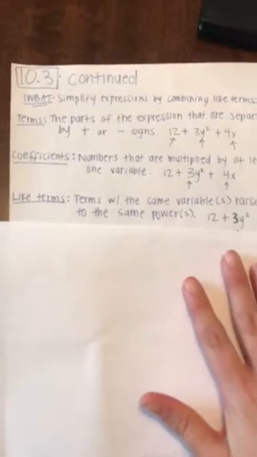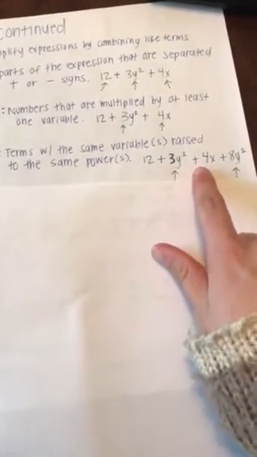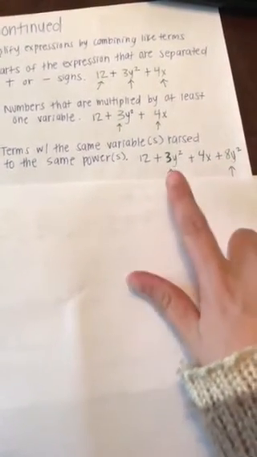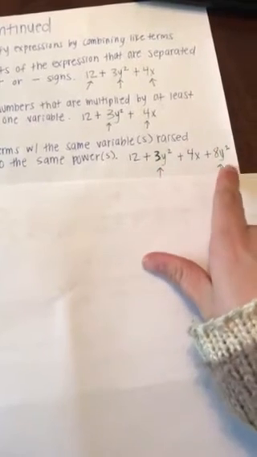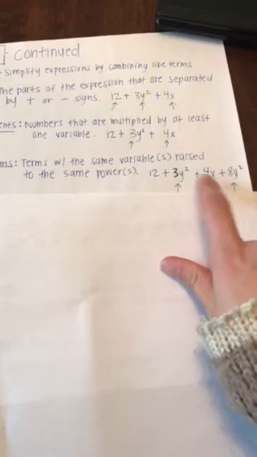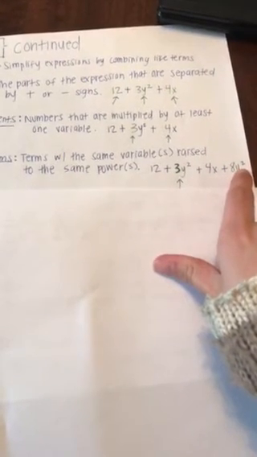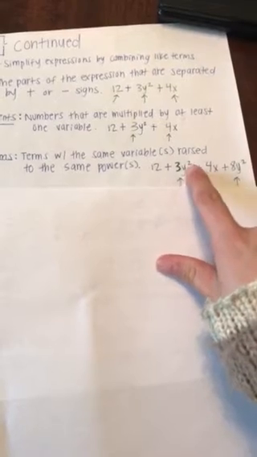Like terms are terms with the same variable or variables raised to the same power. So I have here 12 plus 3y squared plus 4x plus 8y squared. The 3y squared and the 8y squared are like terms because they both have the same variable and they're both raised to the same power, which is y squared, y squared. Those are like terms.